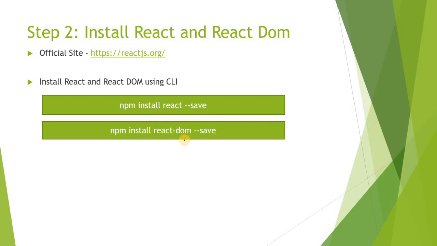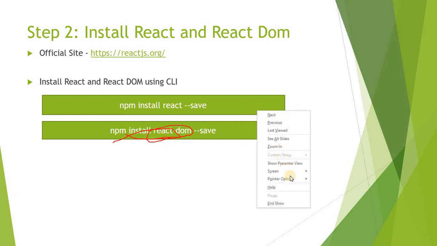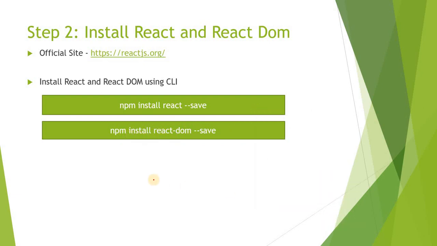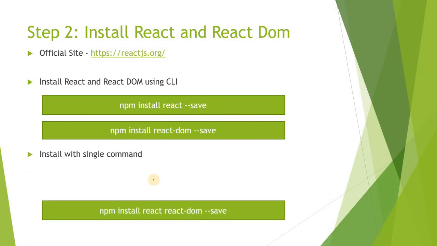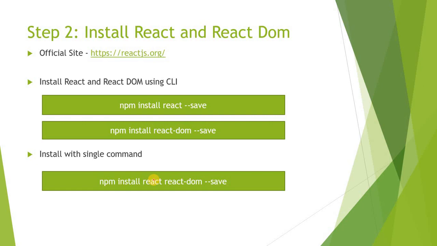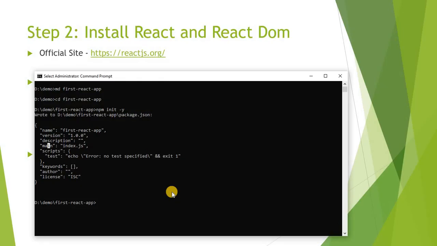After that, you will install React DOM as well using npm install react-dom --save. It means this entry is also saved in the package.json file. You can also install it in a single command: npm install react react-dom --save. So it will install your React as well as React DOM combined using the single command, and these entries will also be saved in the package.json file.